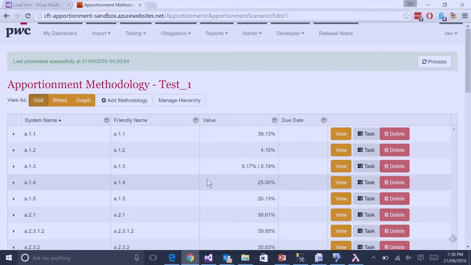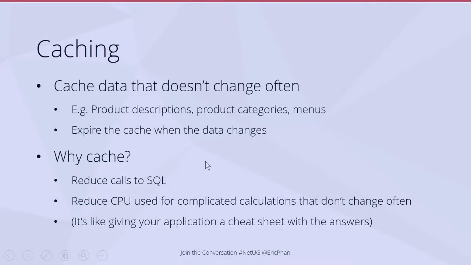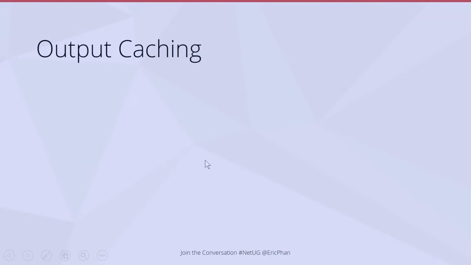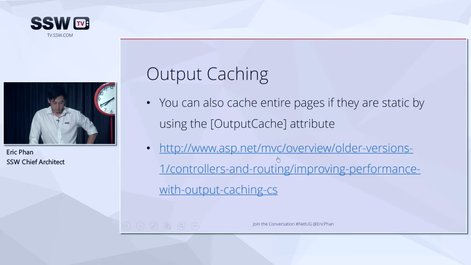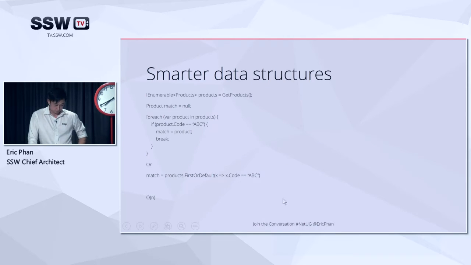But when you do cache, you also have to worry about expiring it and managing it. The other thing you can do is output caching. Output caching just caches the HTML that gets rendered. All you have to do for that is add the output cache attribute to your MVC actions. So I won't go through that.